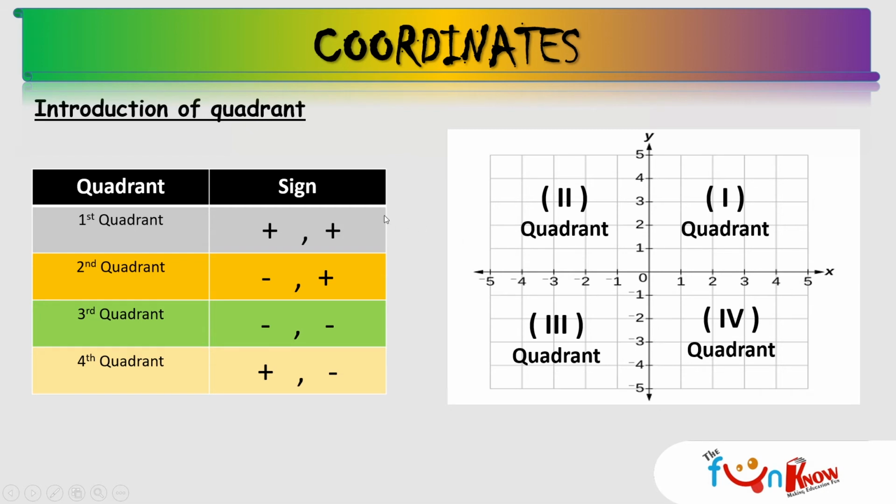So this is how the quadrants are divided, students. Quadrants are divided into 4 parts: quadrant 1, 2, 3, 4, and each quadrant has a specific sign through which it is known. Quadrant 1, both positive. Quadrant 2, one negative and one positive. Quadrant 3, both are negative. And quadrant 4, x is positive and y is negative.